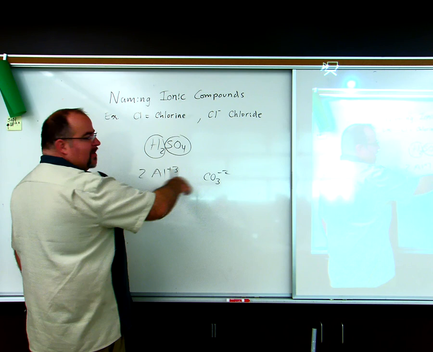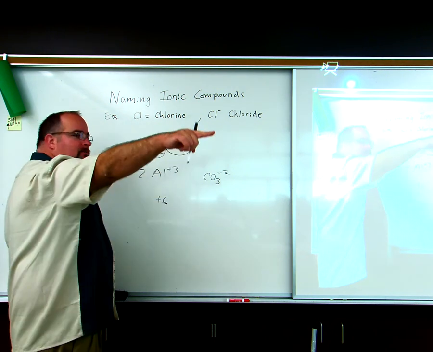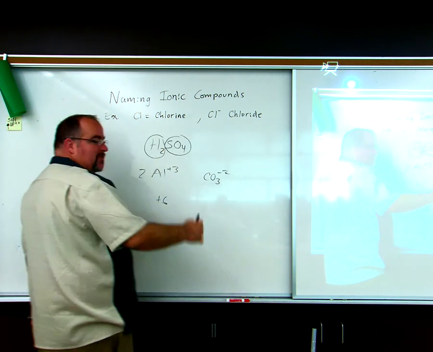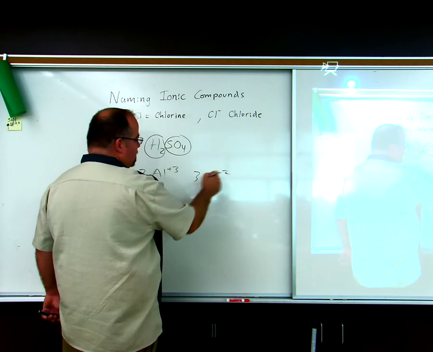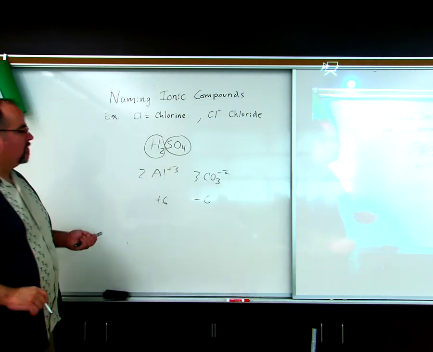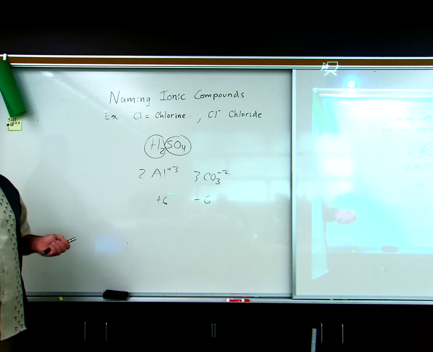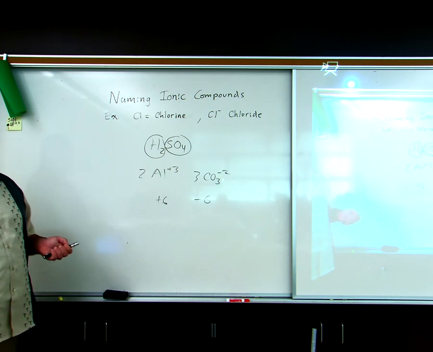How many carbonates would you need? Michael? 3. Oh, well, somebody said it for you. You're lucky. Yeah, 3 times -2 is -6. So now, do you see the ratio? Oscar, do you see the ratio here? How do we say that ratio? Correct.